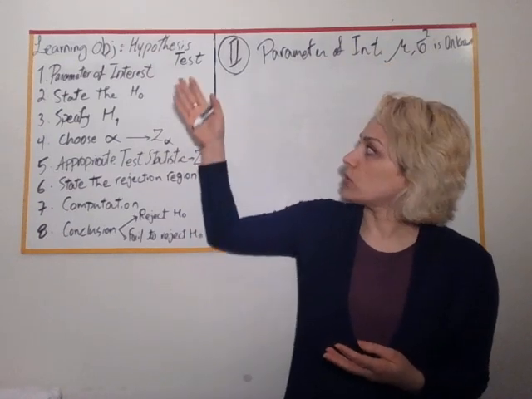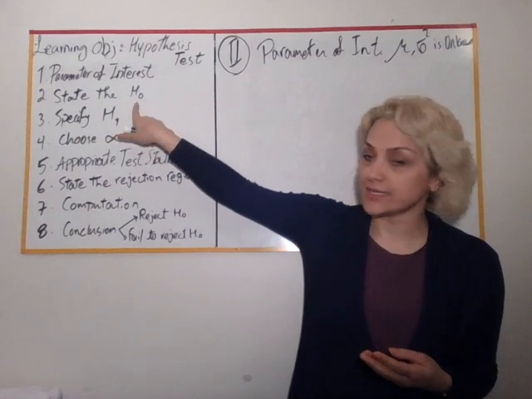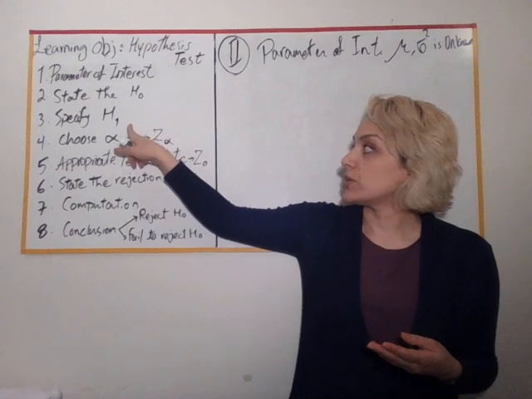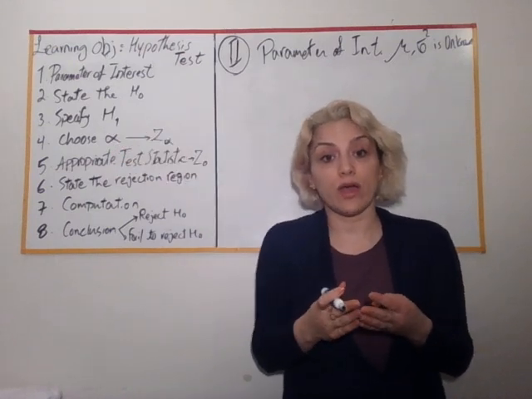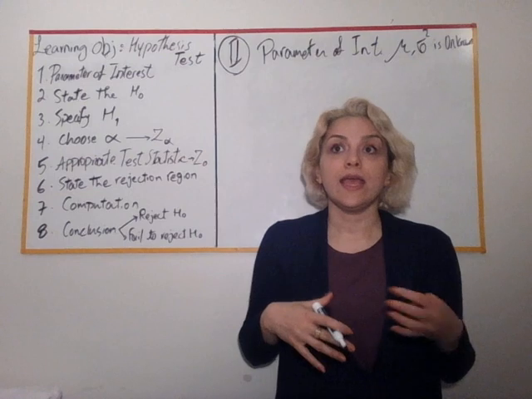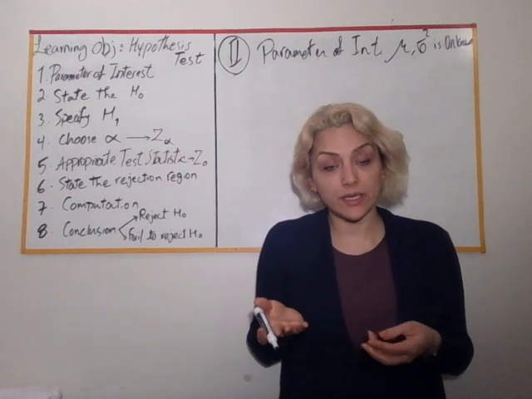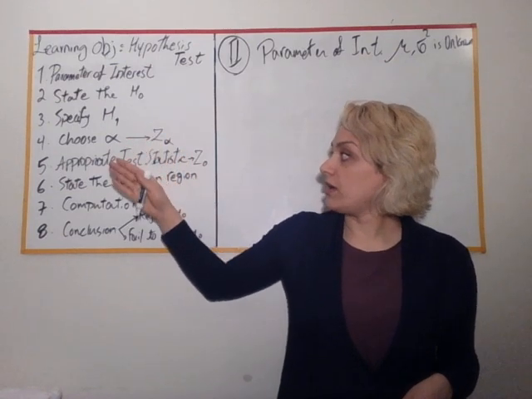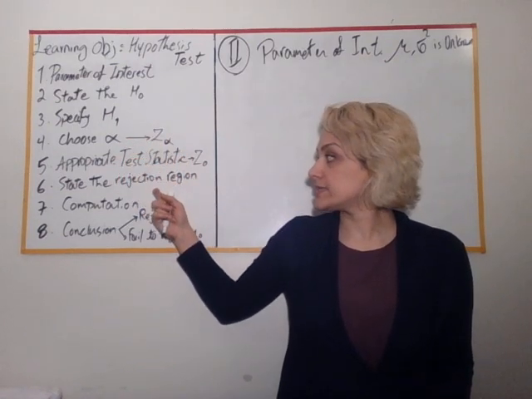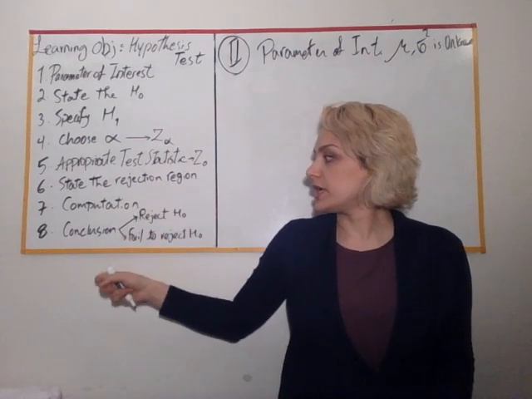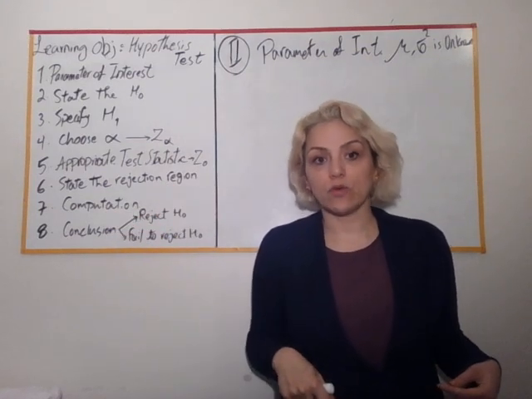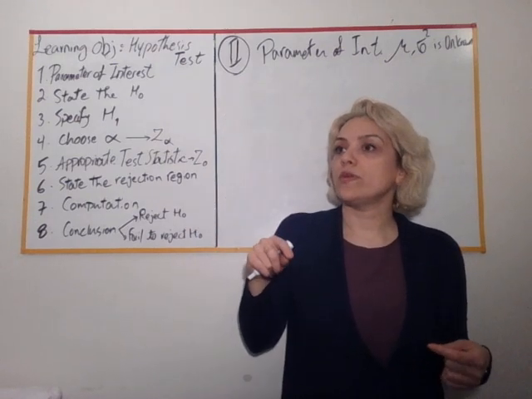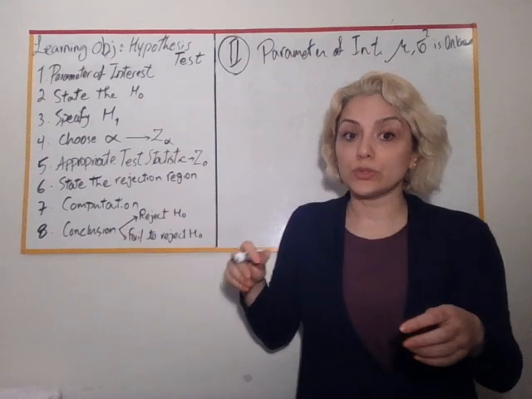The first step is the parameter of interest. The second is to state the null hypothesis and specify your alternative hypothesis, whether it is one-sided or two-sided, and if one-sided, upper-tailed or lower-tailed. Then you choose your alpha, the appropriate test statistic, set the rejection region, computation, and conclusion. In the previous video, for category number 1, we worked on all of these. I'm going to go through the parts that are different.